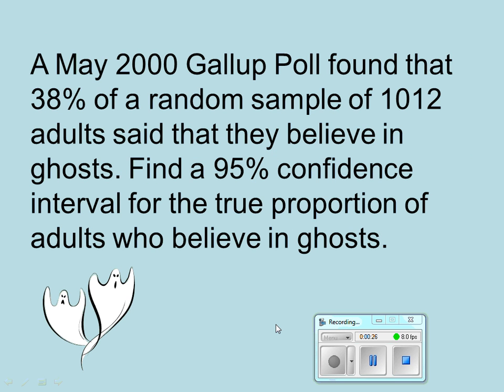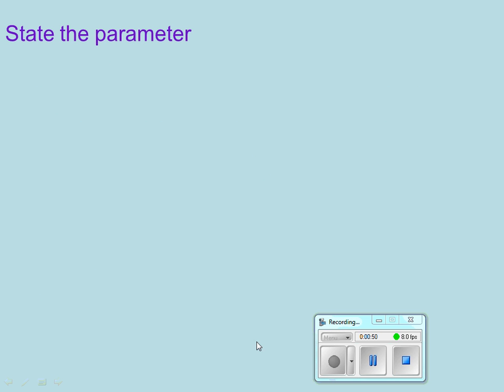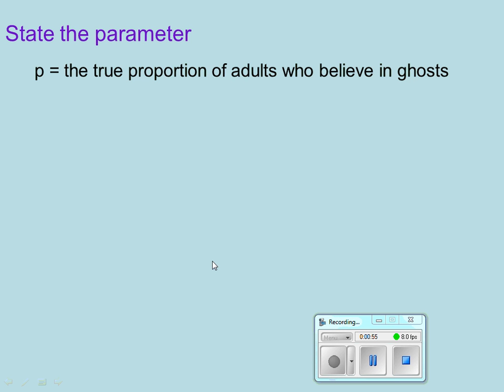So here's an example. A May 2000 Gallup poll found that 38% of a random sample of 1,012 adults said that they believe in ghosts. Find a 95% confidence interval for the true proportion of adults who believe in ghosts. State the parameter. What is P? P is equal to the true proportion of adults who believe in ghosts.